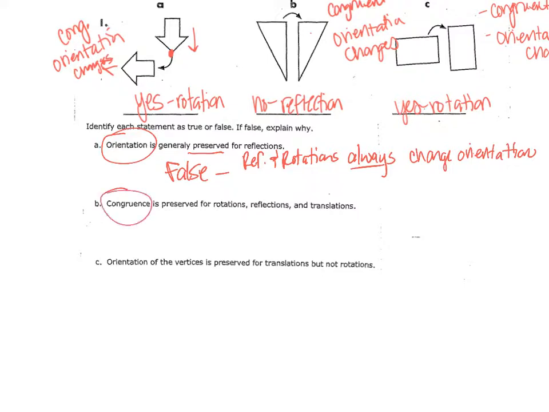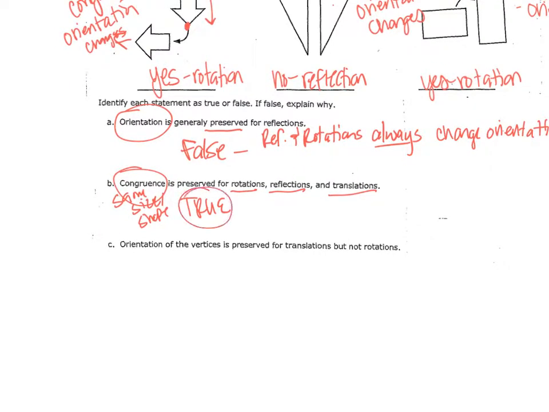The congruence, so remember same size, same shape, is preserved for rotations, reflections, and translations. Part of that's true, part of that's false. So I'm going to say false. Oh, wait, nope, just kidding. I'm going to say true. It's all true. Sorry. Congruent, so same size and shape. If you rotate it, you're turning it, but the size doesn't change. If you reflect it, you're flipping it, but the size doesn't change. Translating it, you're sliding it on the coordinate plane, but again, the size doesn't change. So that is true.